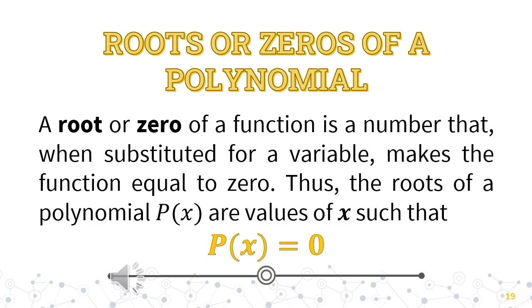A root or zero of a function is a number that, when substituted for a variable, makes the function equal to 0. Thus, the roots of a polynomial p of x are values of x such that p of x is equal to 0. Take note that the roots of the polynomial are the values that make the function equal to 0. Recall that when p of x is divided by x minus c and it results in 0 remainder, therefore, x minus c is a factor. This idea leads to the concept that we can identify the roots of the polynomial by identifying its factors or vice versa.